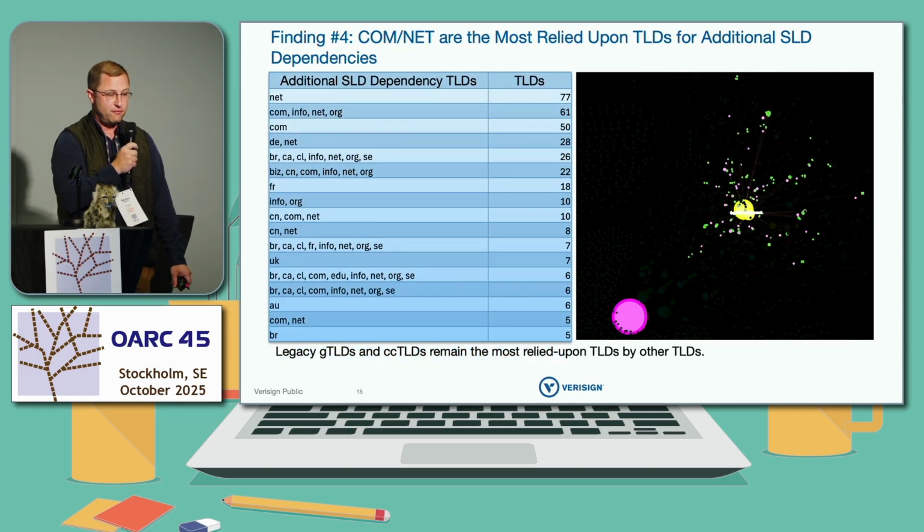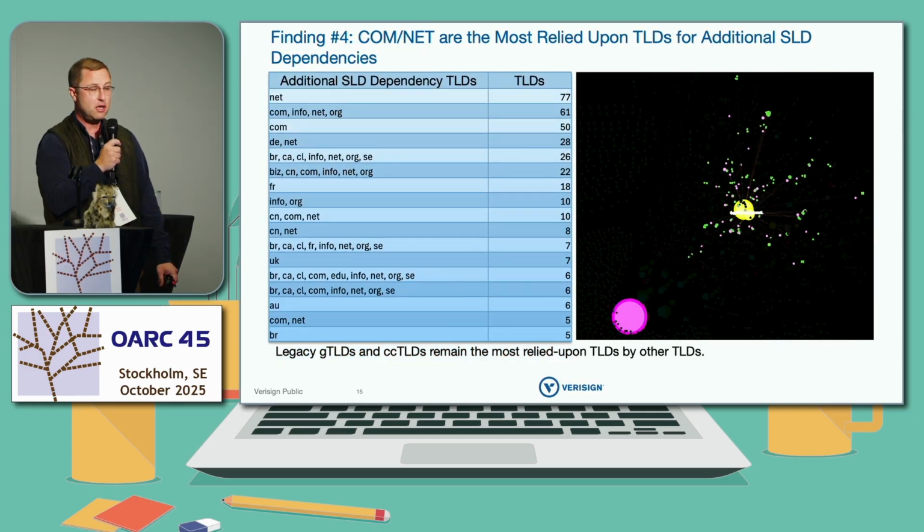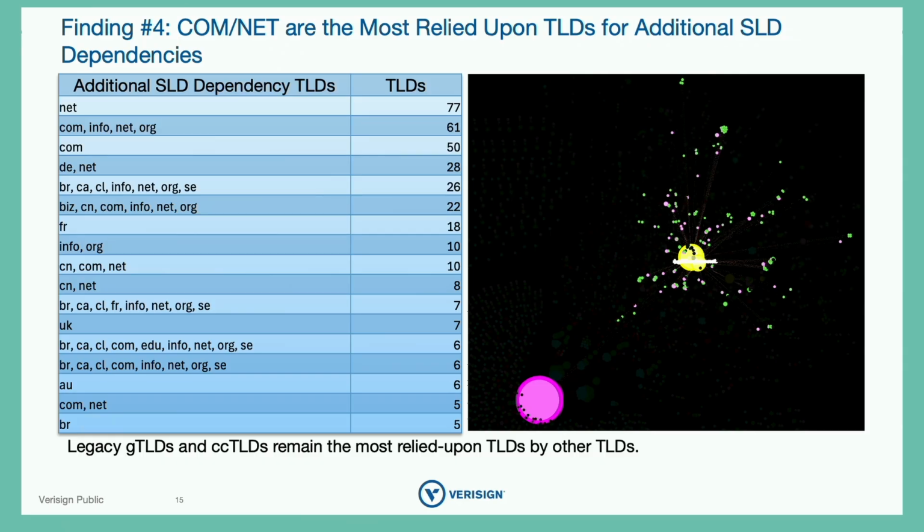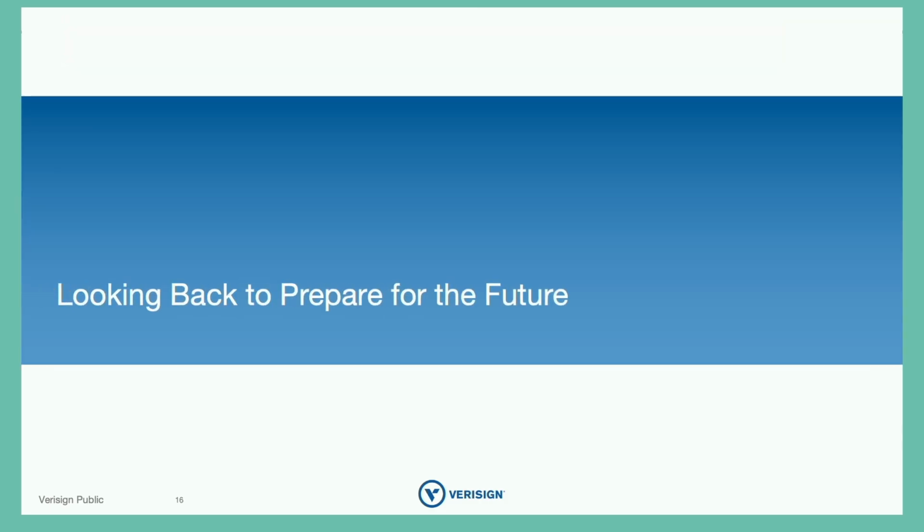And now finding number 4: we also see that com and net are the most relied upon TLDs looking at additional SLD dependencies. On the left side, you can see the SLD dependency TLDs and their counts. And one of the things that pops out is that none of the new gTLDs make this list. So it doesn't appear that those types of TLDs are being used for zone references from other TLDs. So that was some of our preliminary findings.